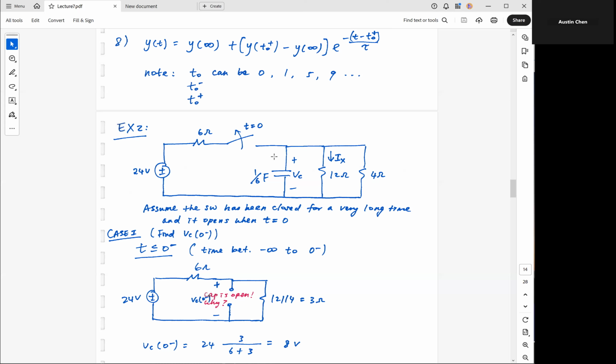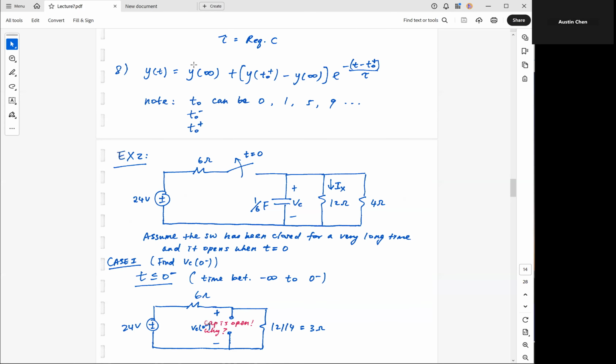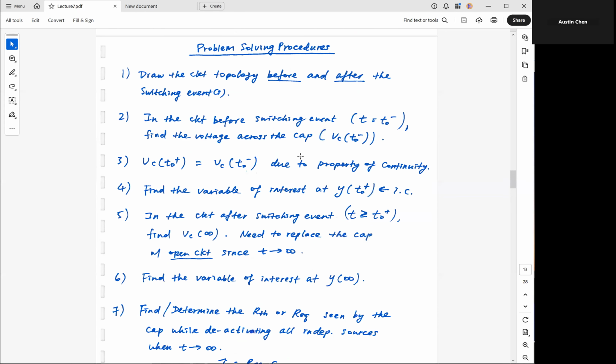Okay, and if you recall, if you look at this expression over here, right? So we have to find the initial value and the final value. And one thing that is involved over here is the initial value. Okay, so this has to be found based on the before and after the switching event. Okay, so we'll talk about that, but let me just circle back to the problem solving procedure here.